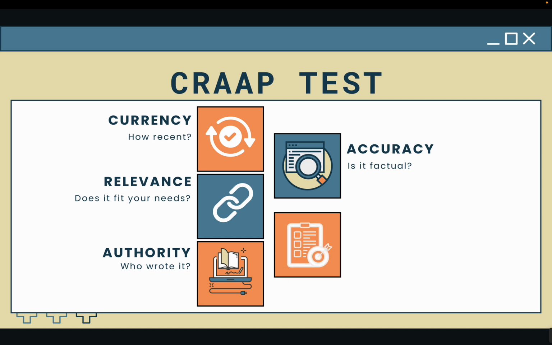The last P stands for purpose. Why was it written? A good one informs or educates objectively. A red flag would be that it sells products or pushes an agenda. For a quick check, look for the About page or funding sources.